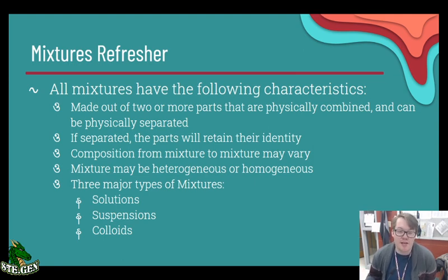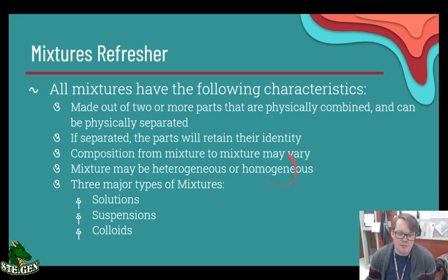And the parts also retain their identity. The almond is still an almond, whether or not it is in the trail mix or out of the trail mix. The composition can vary from mixture to mixture. One handful of trail mix is going to be completely different than another handful of trail mix. You're never going to get exactly the same thing.